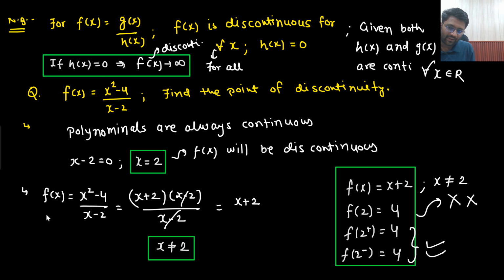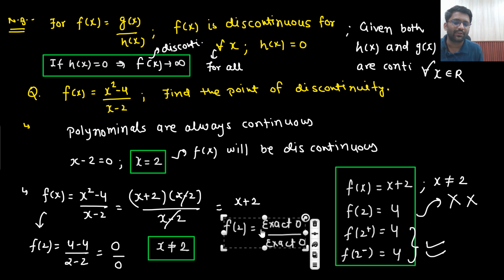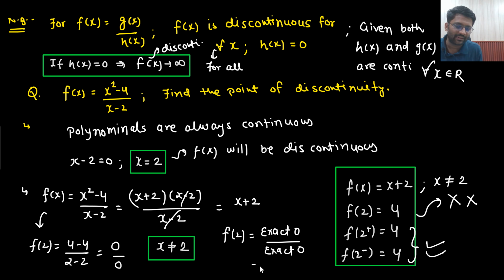Why is that so? Because if I find out the value of f of 2 here, what will be the value? 2 square, 4 minus 4 divided by 2 minus 2. So that is 0 divided by 0. This is not an indeterminate form. They are exact 0 divided by exact 0. What does that mean? That means f of 2 is nothing but exact 0 divided by exact 0. And what is the meaning of exact 0 divided by exact 0? The meaning of exact 0 divided by 0 is undefined. So f of 2 is actually undefined.